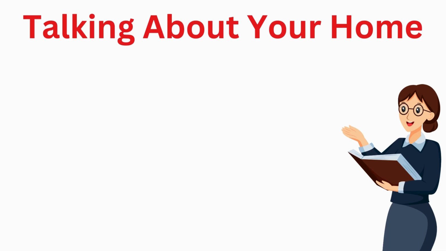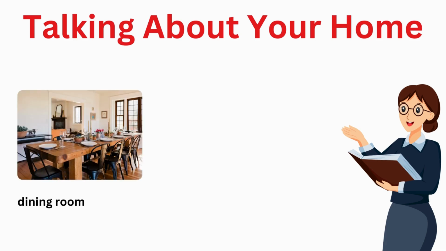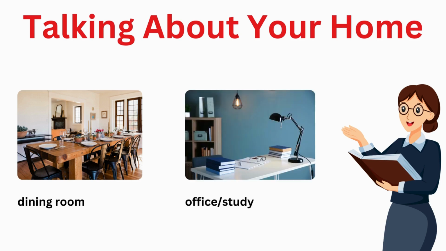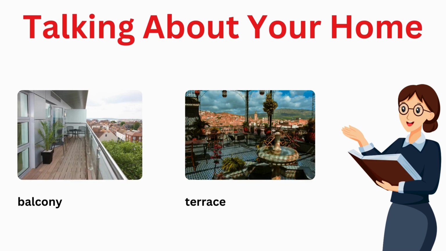What other rooms might you have in your home? You could have a dining room for people to eat together. Maybe you have an office or a study where you can work. If you live in a warmer country, you might have a balcony or a terrace where you can sit outside in warmer weather. What about your home? What does it have? Does your home have a garden, a balcony, or another outdoor area? Try to make a sentence describing your home.